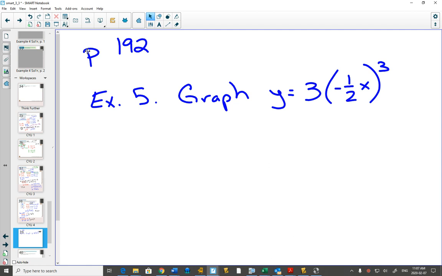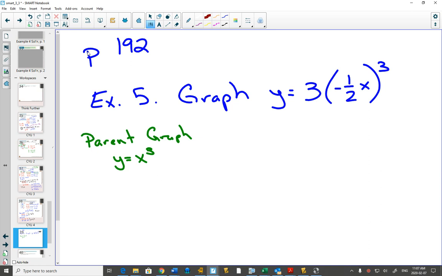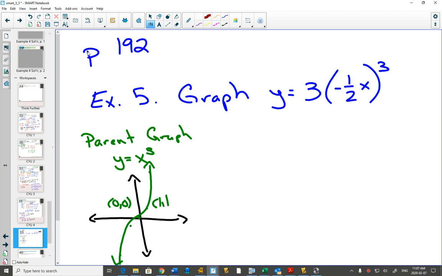And in this one, you see the cubed. So your original graph you're going to think about, and we'll call it our parent graph, is y equals x cubed. And since we've done that graph already, just quickly draw a quick sketch of it. You know the main points. You know the shape of it. You probably label 0, 0, 1, 1, -1, -1, maybe one more, 2, 8.